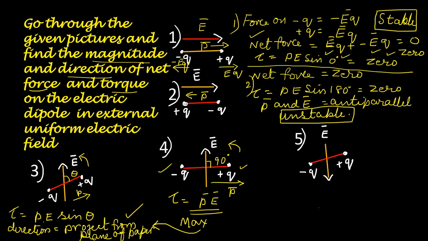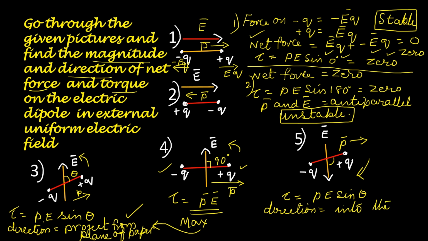The direction of the electric field is reversed. It is in the downward direction. Dipole is resting at an angle with the electric field. The net force will be 0, but there is a torque and the dipole rotates in the clockwise direction. Torque will be equal to PE sin theta. Direction of torque will be into the plane of paper.